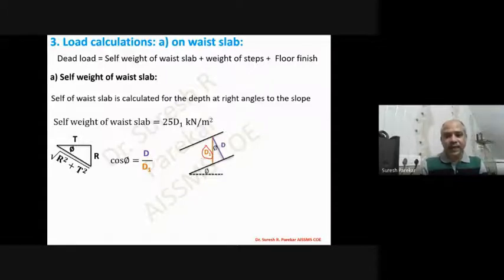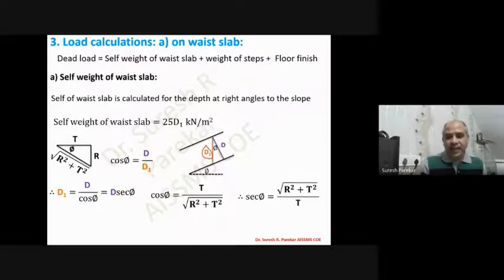Now we can have D1 is equal to D upon cos of phi, which I can write as D sec phi. Now from this, if I say that is cos of phi, then I have T upon root of R square plus T square. Now if I have to find sec phi, then this is root of R square plus T square upon T. And if I put this value of sec phi, then we are going to get D1 that is equal to D into root of R square plus T square upon T.